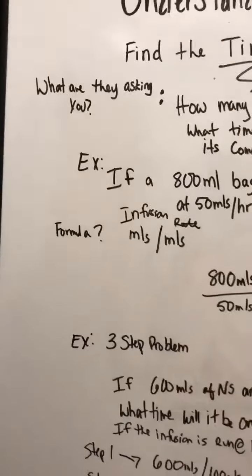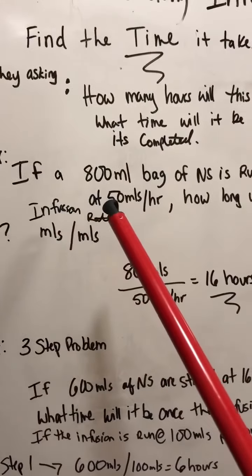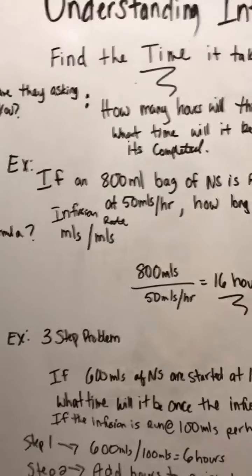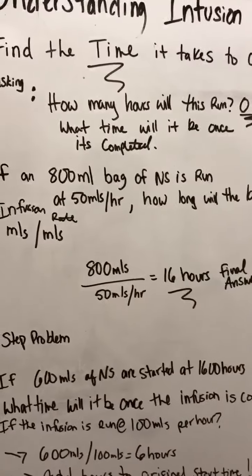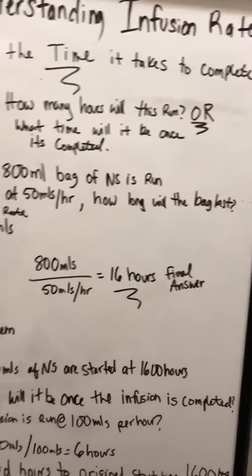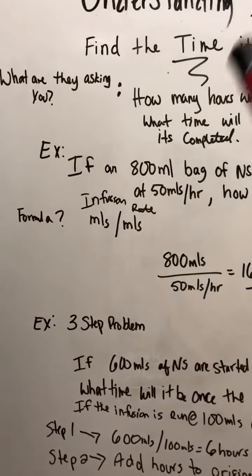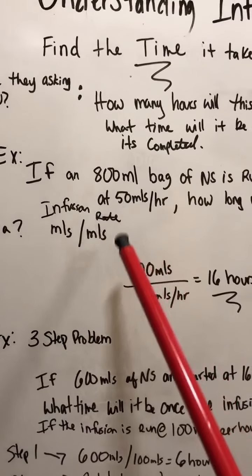So in the first example, when they're asking you how many hours it will run, a sample question could be similar to this one. If an 800 mL bag of normal saline is run at 50 mLs per hour, how long will the bag last? So the formula is infusion mLs divided by the rate mLs.